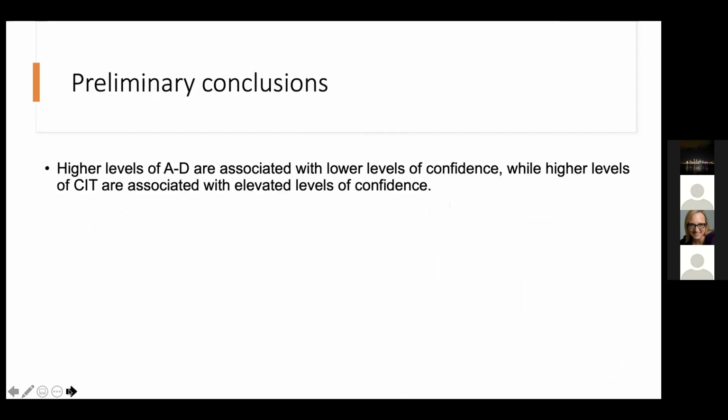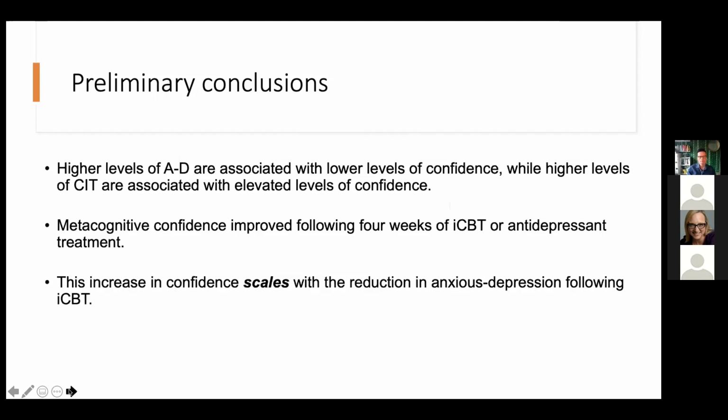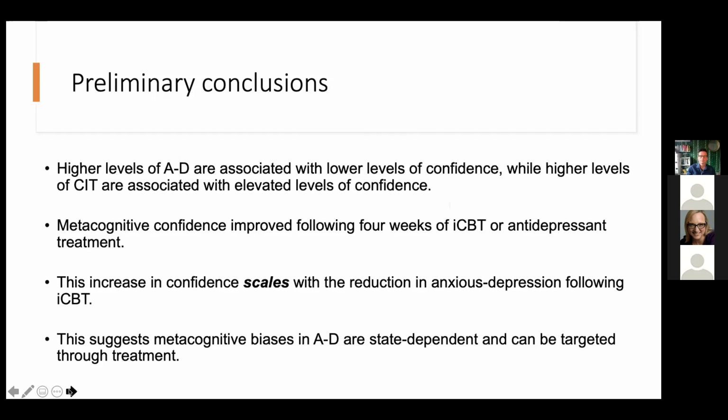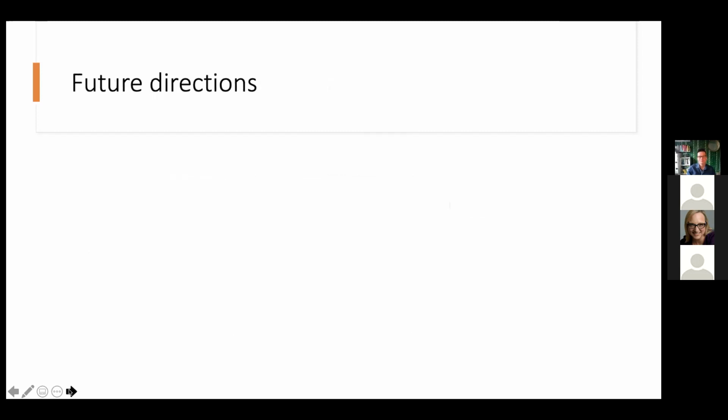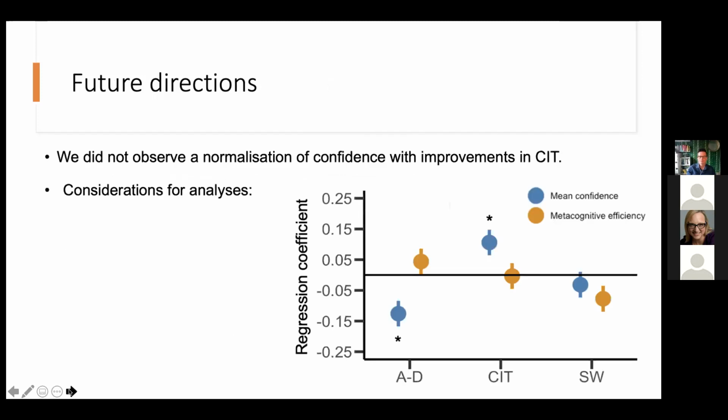So just to sum up, we found in this large sample of 2 clinical cohorts undergoing iCBT and antidepressant treatment that individuals with higher levels of anxious depression tended to have lower levels of confidence, and people with high levels of compulsive behavior and intrusive thought tended to have elevated levels of confidence. And we found that this metacognitive confidence improved following 4 weeks of iCBT and antidepressant treatment. We also found that this increase in confidence scaled with the reduction in anxious depression following iCBT. And that this suggests really that these metacognitive biases in anxious depression are state dependent and can be targeted through treatment.